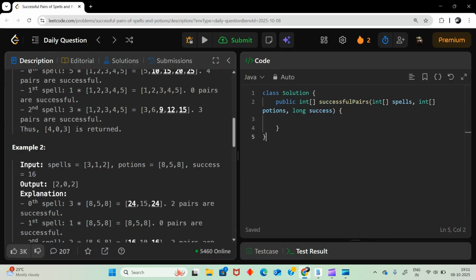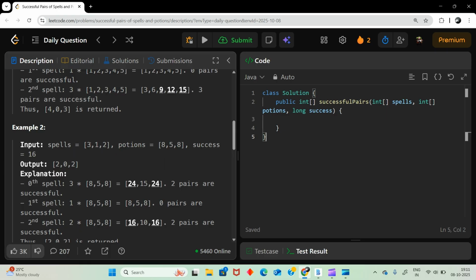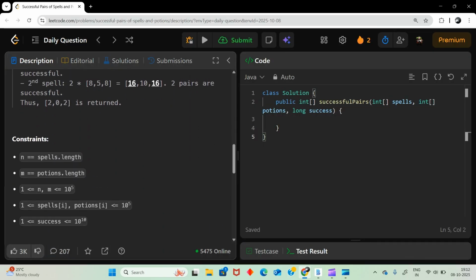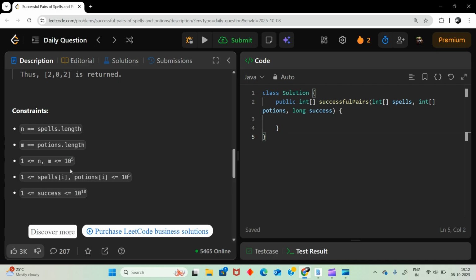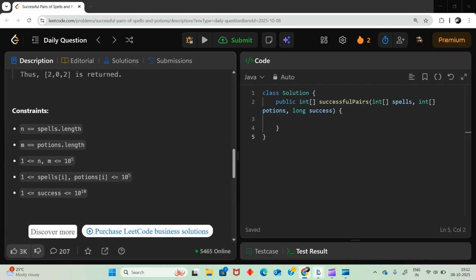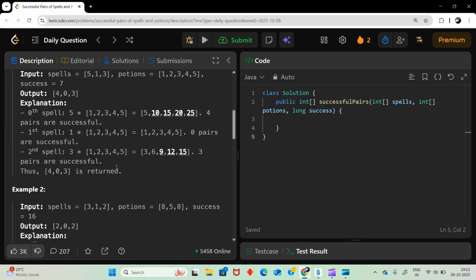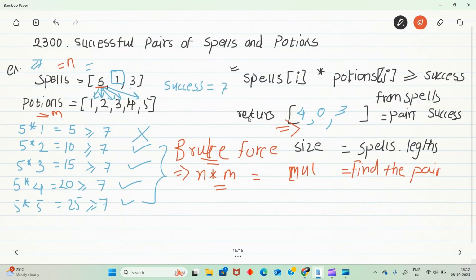If we see the second example, 3 1 2 is there. 3 into 8, 3 into 5, 3 into 8, 1 into 8, 1 into 5, 1 into 8, and so on. Like that you can find out using n cross m. But as we see in our example, the constraints go up to 10 to the power 5. Then we cannot use a solution of n cross m. Even if you write this, you will get TLE. Now, how we will solve this question is, see, what we need to find is this.